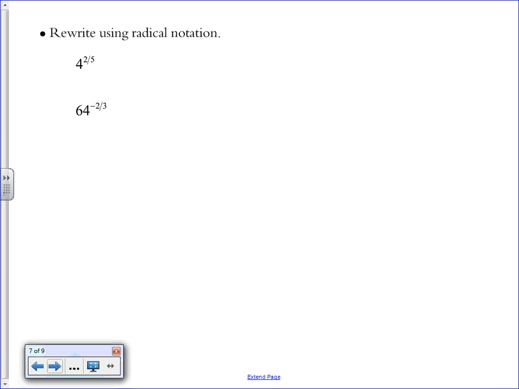And then this is just practice flipping back and forth between the two forms. So if it says rewrite using radical notation, we want to take it from this and write it using radical notation, even if it's something you can't evaluate, and you would just leave it like this. The next one: remember, negative exponent means flip it, make your exponent positive, and then rewrite it in radical notation. So the cube root of 64 to the 2nd power.